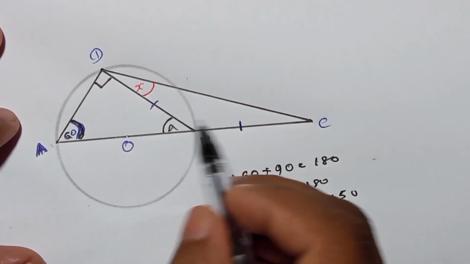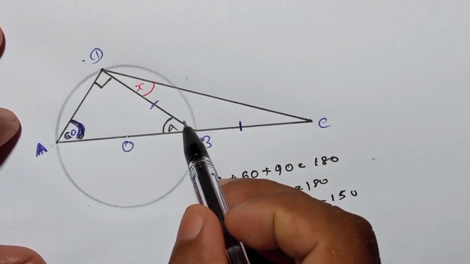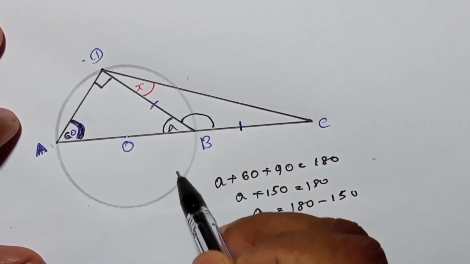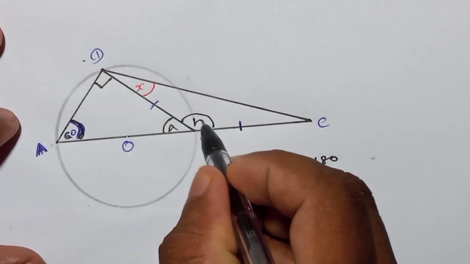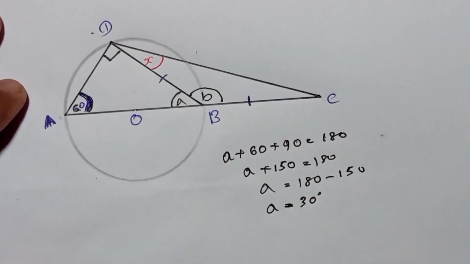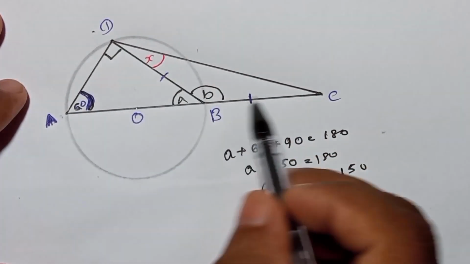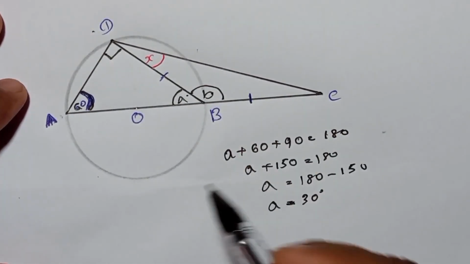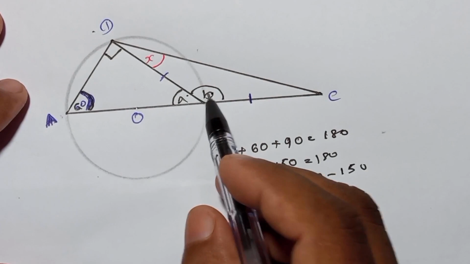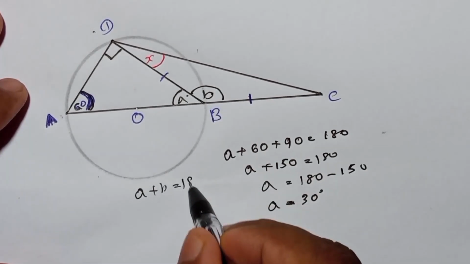Then I can find this angle, I mean DBC. If I put a letter for that, I can put B here. Then I can write A plus B equals 180. The reason is angle on a straight line, this plus this, so very easy.